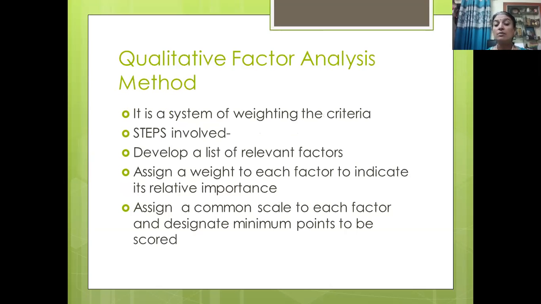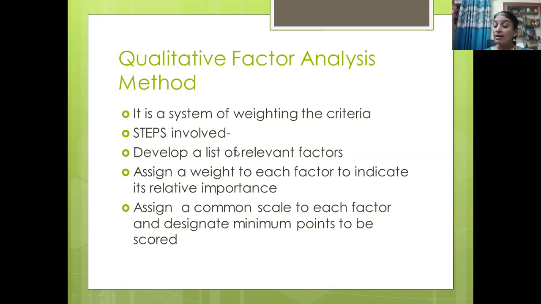And the last method is the qualitative factor analysis method. Here, it is a system of weighing the criteria. How to do it? The steps involved are: develop a list of relevant factors, then assign a weight to each factor to indicate the relative importance. Then assign a common scale to each factor and determine minimum points to be scored.